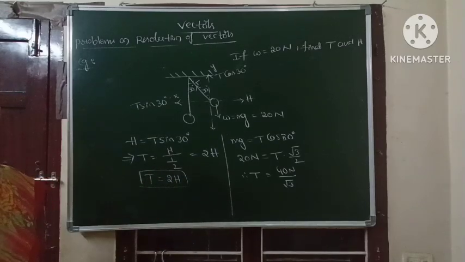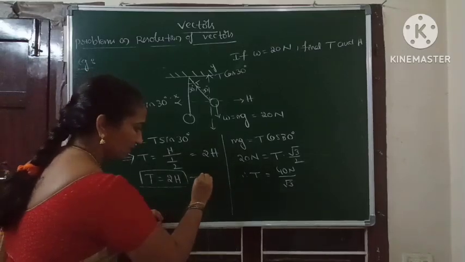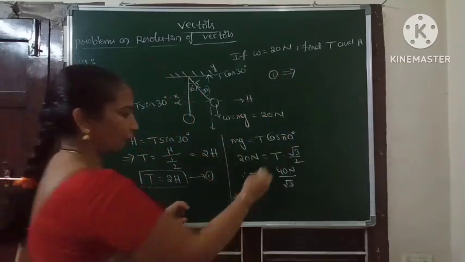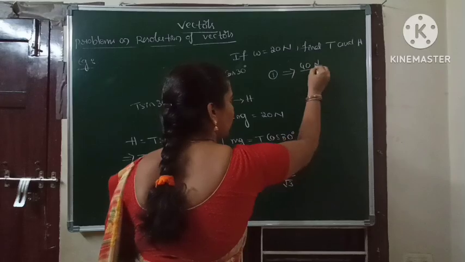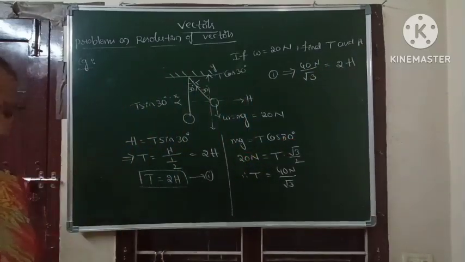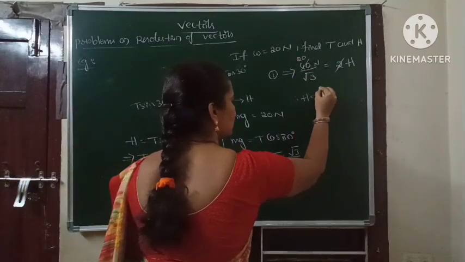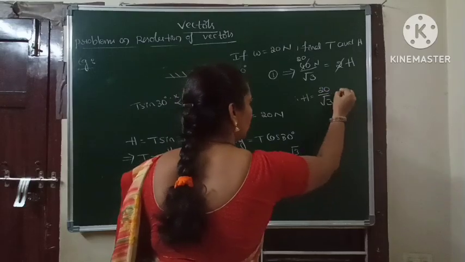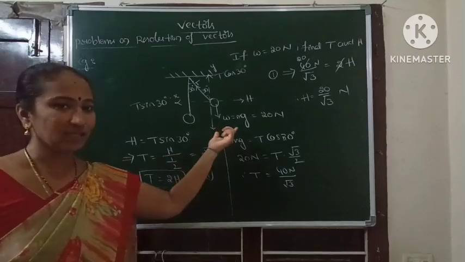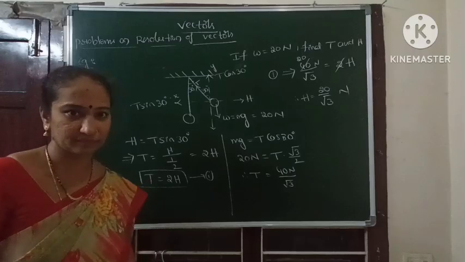We got the tension force. If you substitute this tension force in this equation, let us consider equation 1, here the tension force 40 newtons by root 3 is equal to 2H. If you cancel 2 into 40 to 20 times, therefore the horizontal force is equal to 20 by root 3 newtons. So this is the way to calculate the horizontal force and the tension force if they give the angle including the weight of the object.